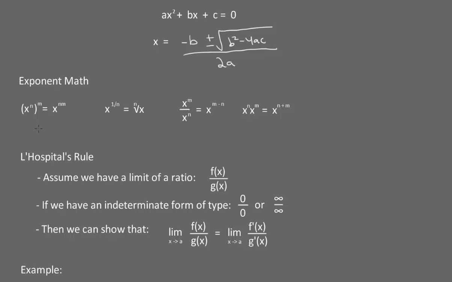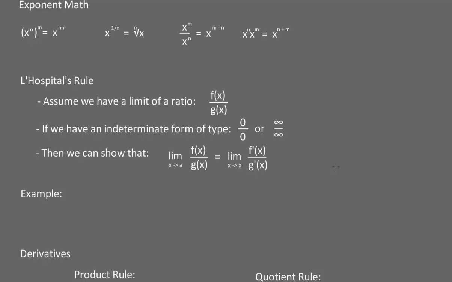Now we'll just give a refresher on exponent math. Now assume you have x to the n to the power of m. Now that's simply x to the n times m. X to the 1 over n is also equal to the nth root of x. X to the m over x to the n is x to the m minus n, and x to the n times x to the m is x to the n plus m.